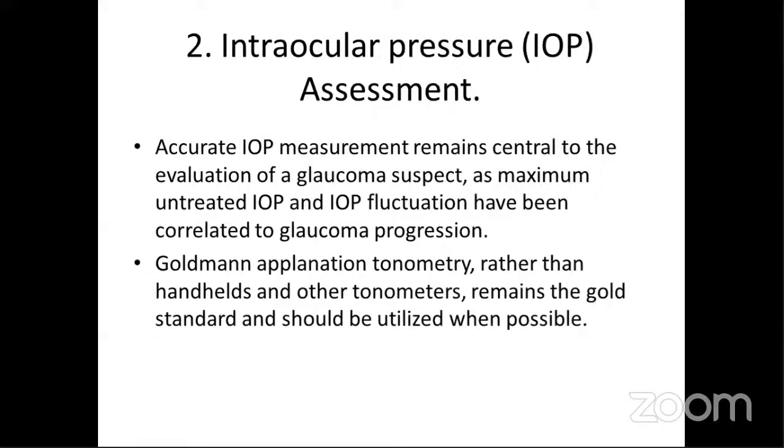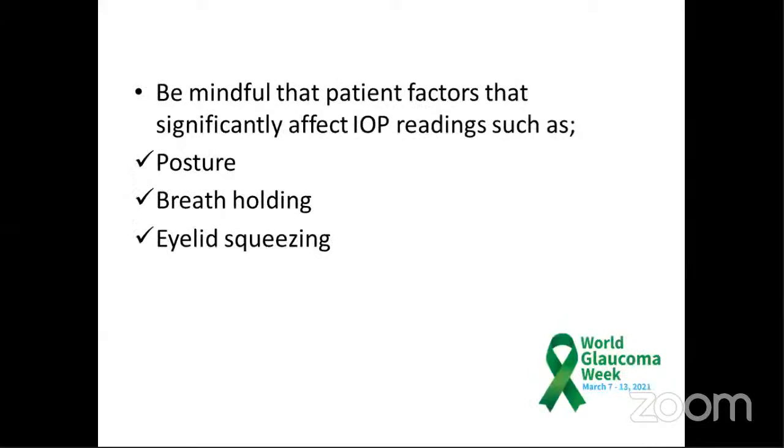The first thing you do is your intraocular pressure assessment. Accurate IOP measurement remains central to the evaluation of glaucoma suspects, as maximum untreated IOP and IOP fluctuations have been correlated to glaucoma progression. Goldmann applanation tonometry, rather than handheld, has been shown to be the gold standard. So we should always try as much as possible to use Goldmann applanation tonometry for assessment.